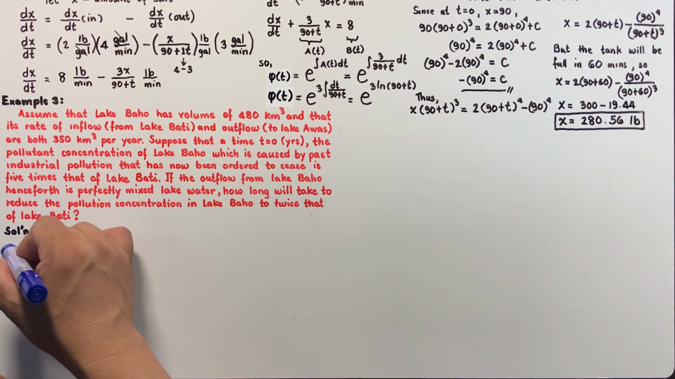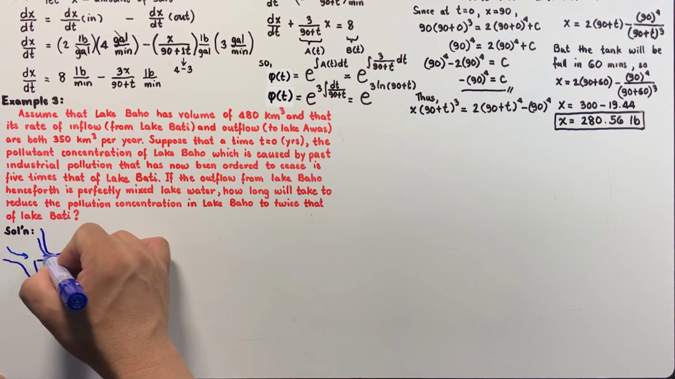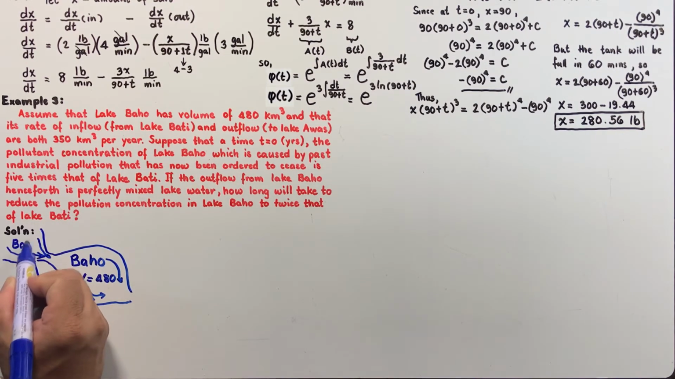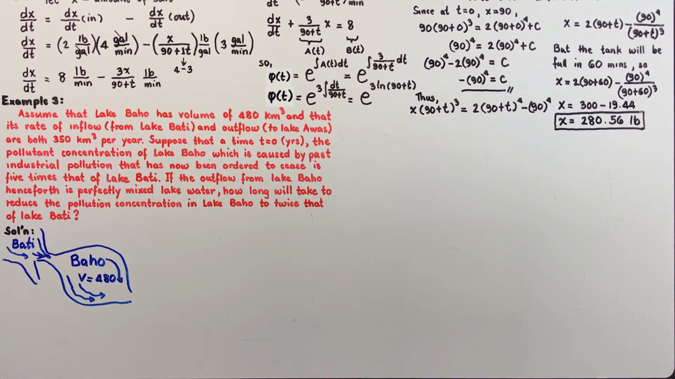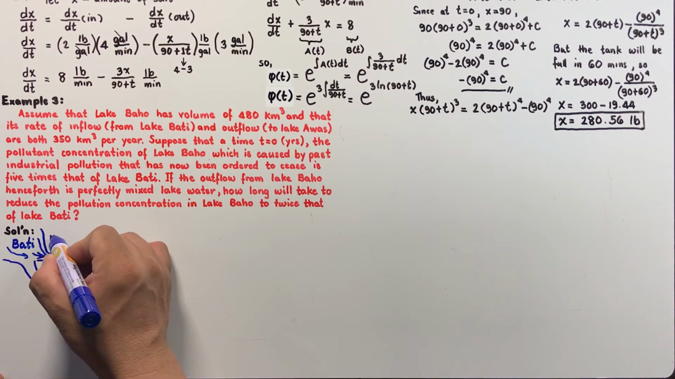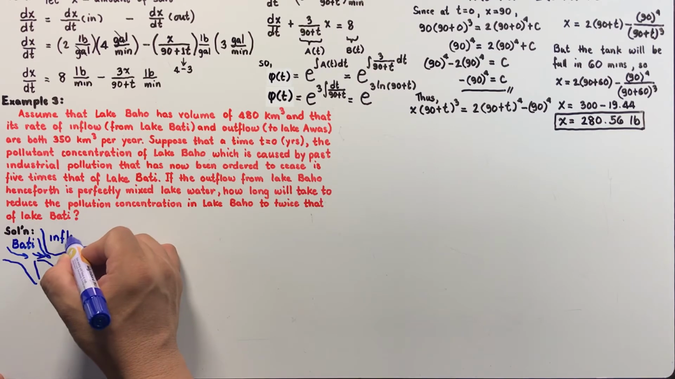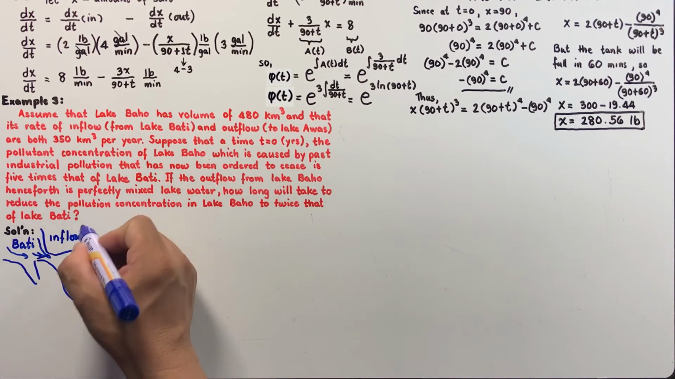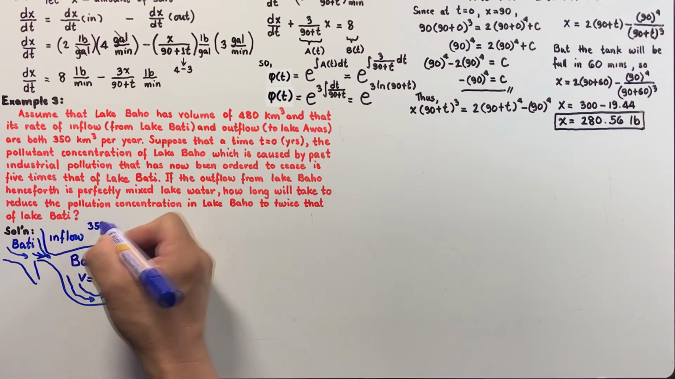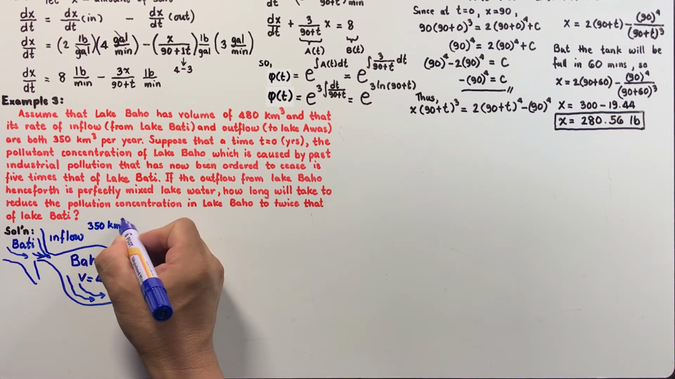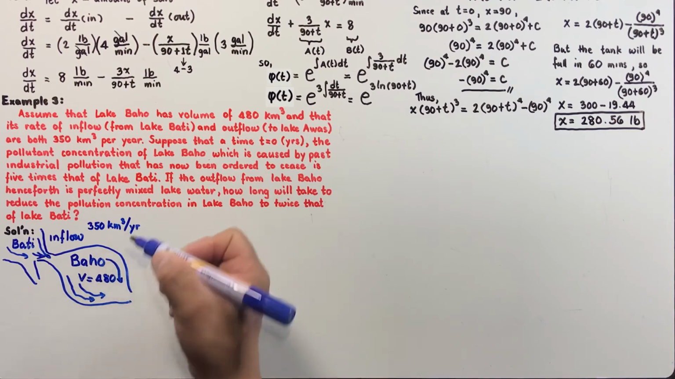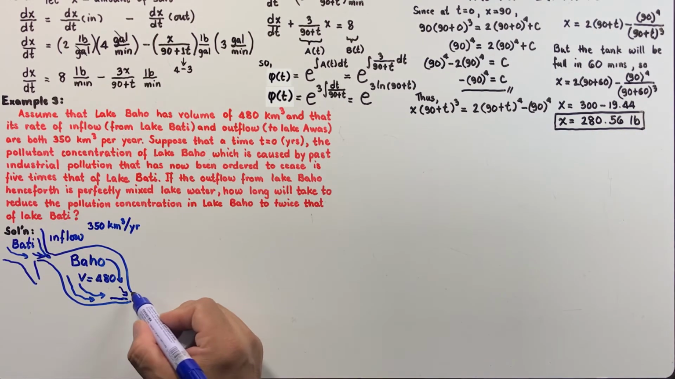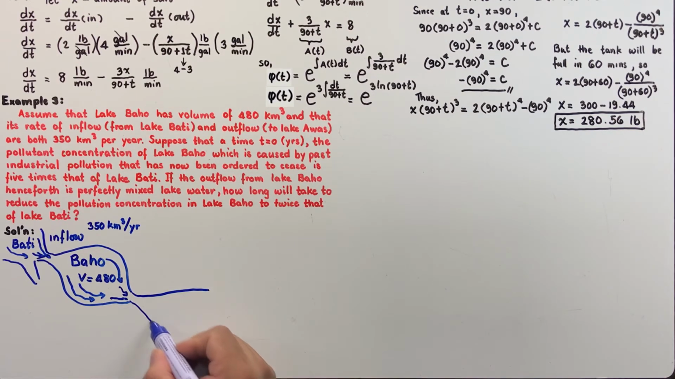So of course this is another lake that is flowing inside Lake Baho, which we call here Lake Bati. So there is an inflow of water from Lake Bati to Lake Baho here, and the rate of inflow is 350 kilometers cubed per year. And of course, this Lake Baho also has an outflow towards another lake.